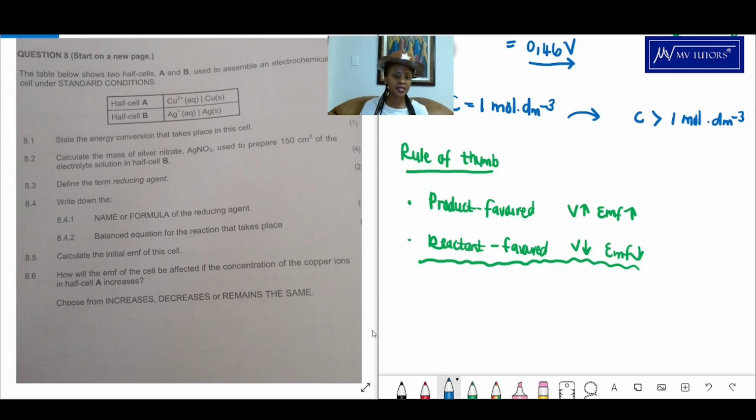So what are we going to say? Choose from increase, decrease, or remain the same. We're going to go with decrease.